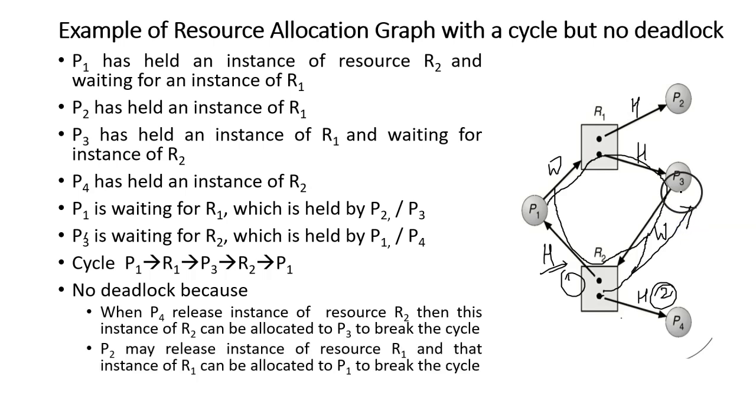And another point is that P2 may release resource R1 and that instance of R1 can be assigned to process P1. Means this request edge, that is waiting edge, is converted into an assignment edge. Means in this case we can see though there is a cycle but the system cannot be in deadlock condition.